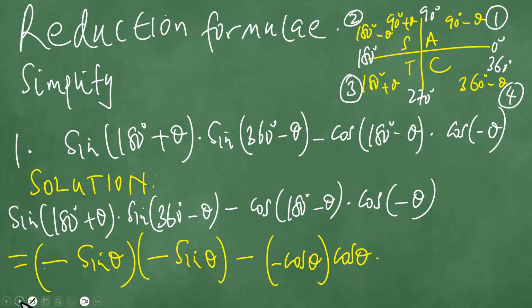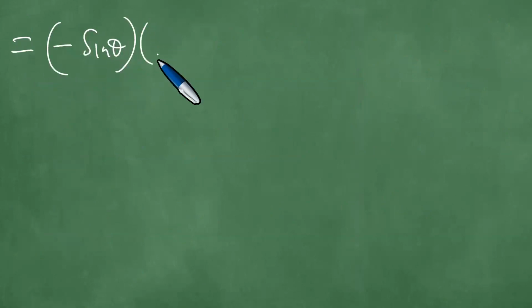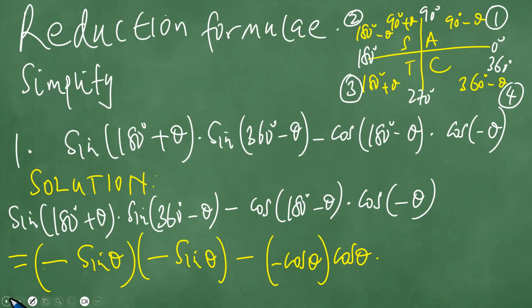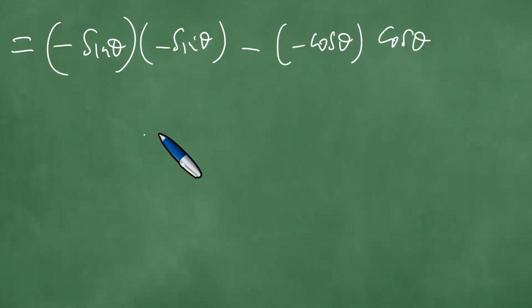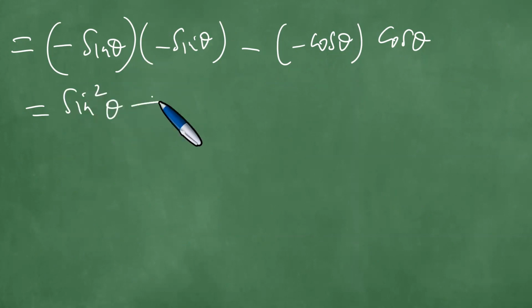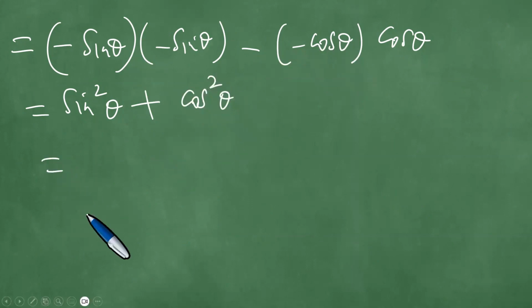Let's continue. So what you have here is that we have minus sine theta into minus sine theta. Then obviously now you have this, which is minus into minus cosine theta, cosine theta. What is negative by negative? It's positive. Sine by sine is sine squared theta plus, okay, negative by negative is plus cosine squared theta. What is sine squared theta plus cosine squared theta? Anyone? It is one. Well done.